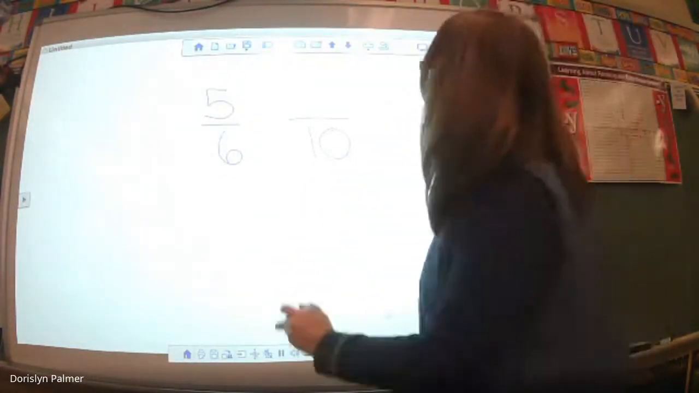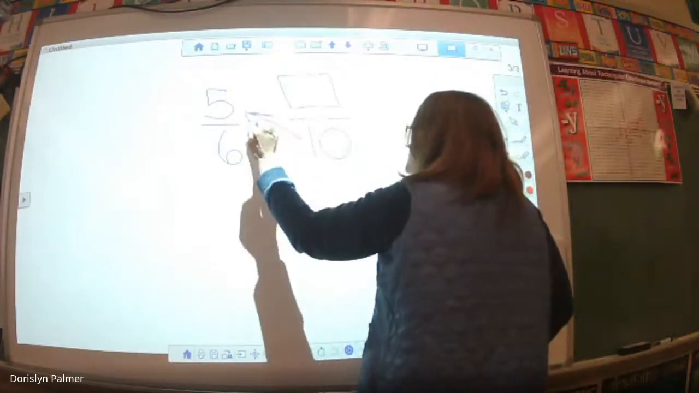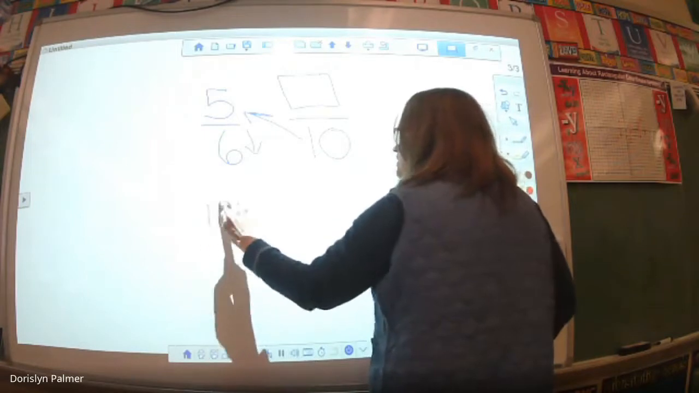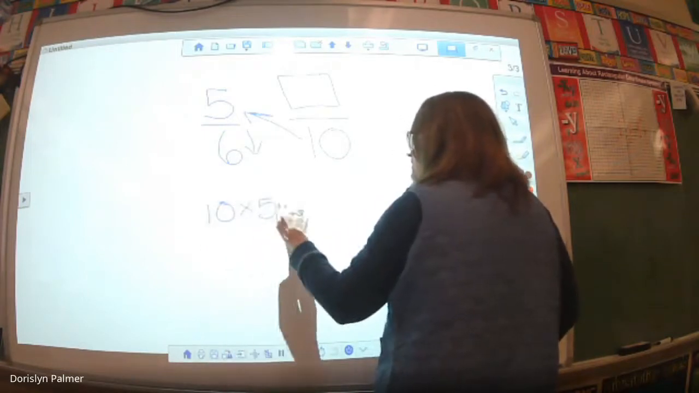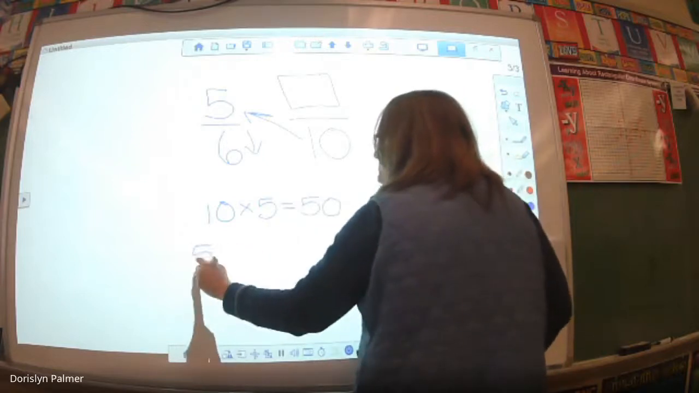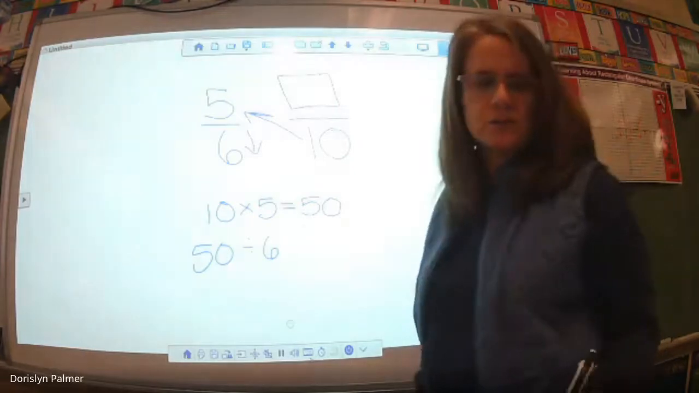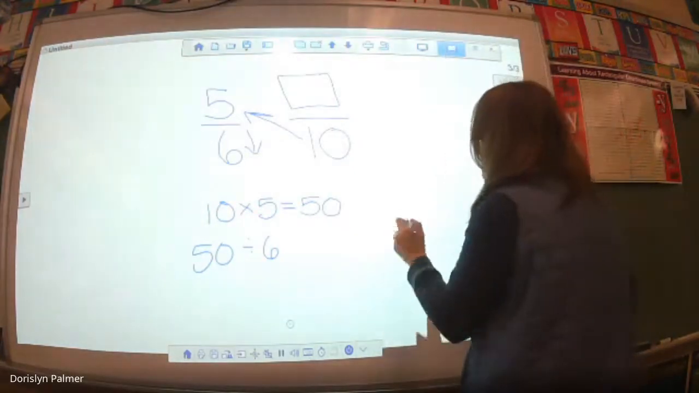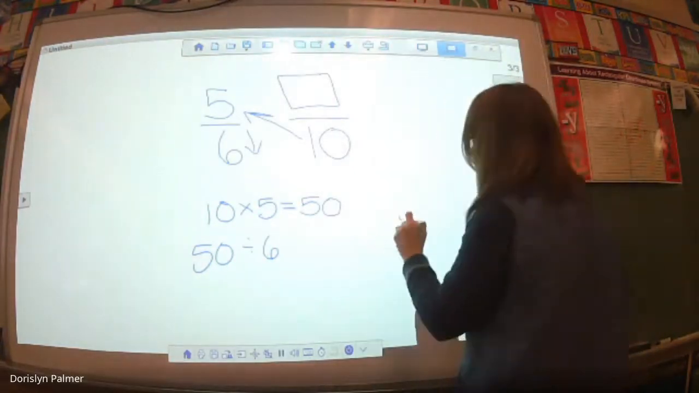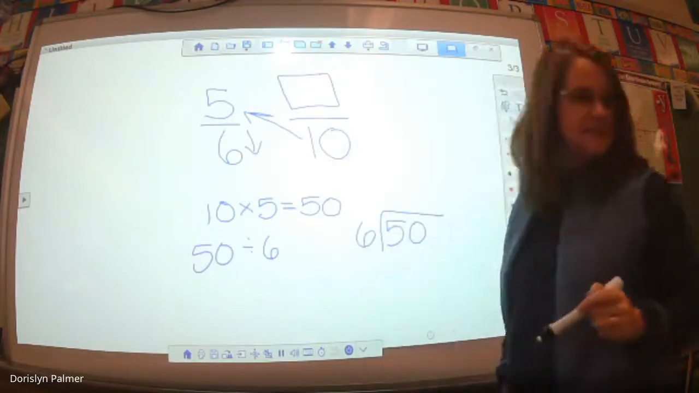So how do we find this number? Remember, we can always cross multiply and then divide. So I'm going to do 10 times 5 equals 50. And now I have to do 50 divided by 6. And we're not using the calculators. We're just doing this by hand because that's the skill we're practicing right now. So we'll do 50 divided by 6.